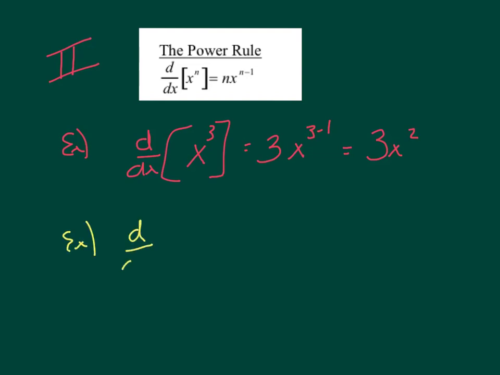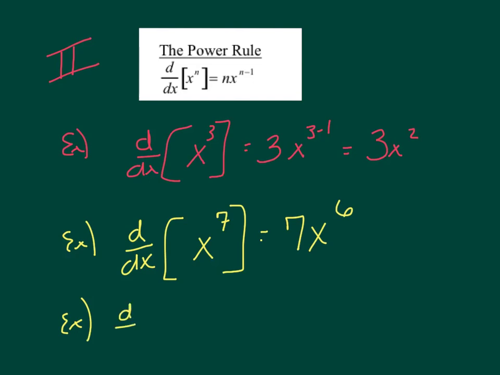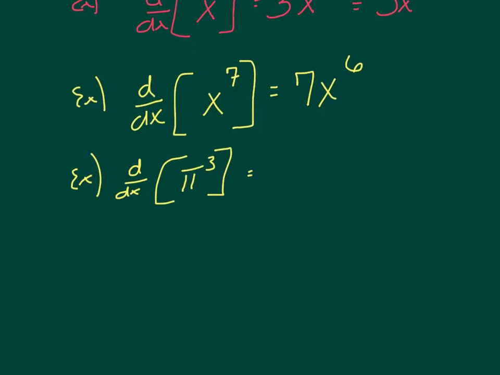Let's say the derivative of x to the 7th. All right, see what you get. Hopefully you're rewriting 7x to the 6th. Take that exponent, bring it down, subtract 1. How about the derivative of pi cubed? Take 20 seconds, get me an answer. Did you write 3 pi squared? I hope not. Think about it again.